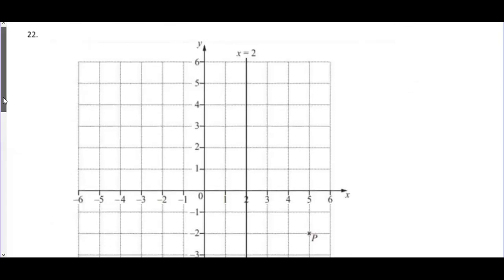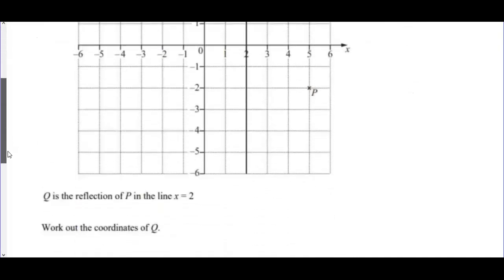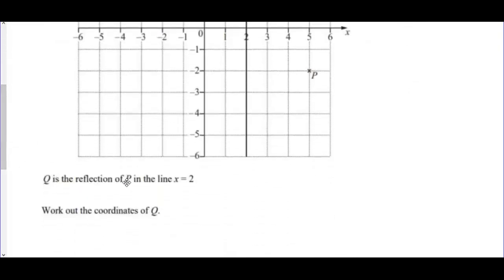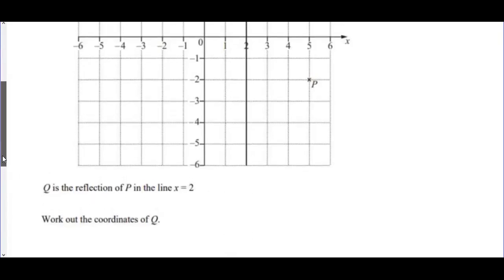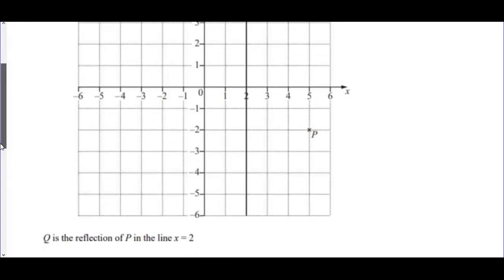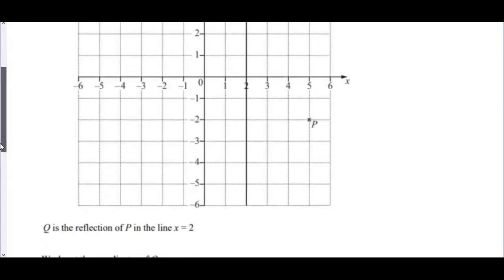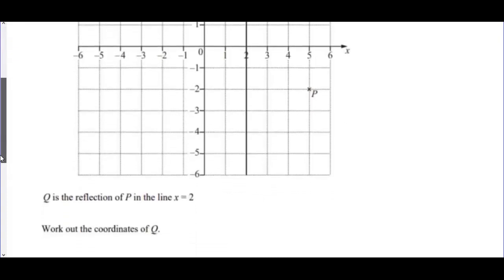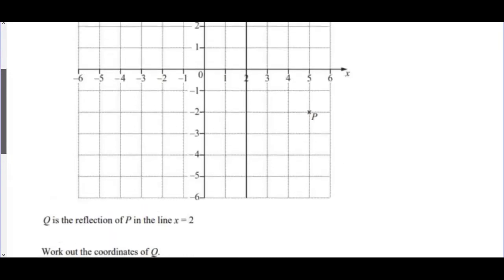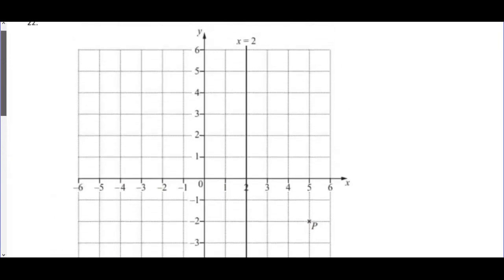Okay, so this is question number 22. What does this question say? It says that Q is the reflection of P in the line x equals 2. Work out the coordinates of Q. So the line x equals 2, this line here, is what we consider to be the mirror line. So that x equals 2 is the so-called mirror line.